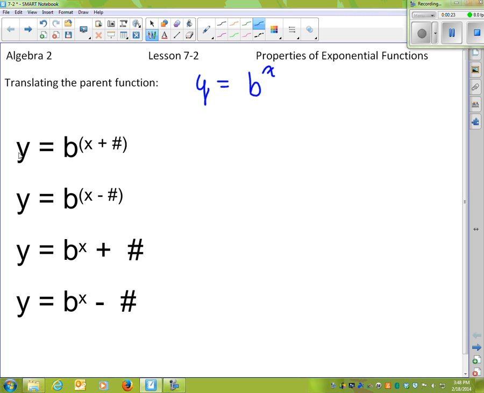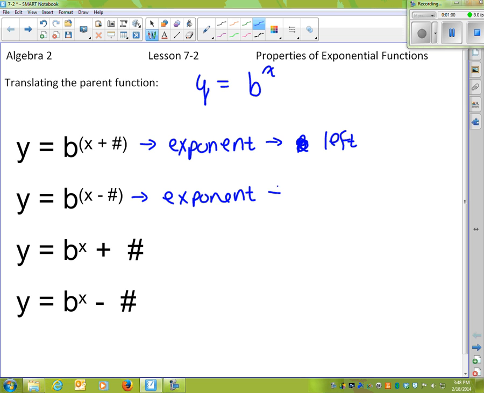As a reminder, just as in the past, when you have a number inside parentheses with the x, so this time that number is going to be the exponent, you're going to move it left and right. When it's a positive number, it moves in the opposite direction. So this one moves to the left. And down here, you still have the number as an exponent with the x, but it's going to move to the right.